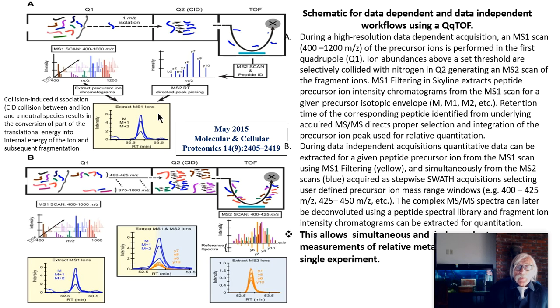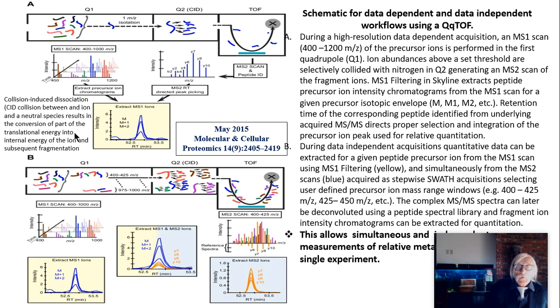And then you get detected peak packing. So you've got the molecular ion minus 1, molecular ion minus 2. And so what you're doing here is basically using collision-induced dissociation. And this is collision between the ion and some neutral species.